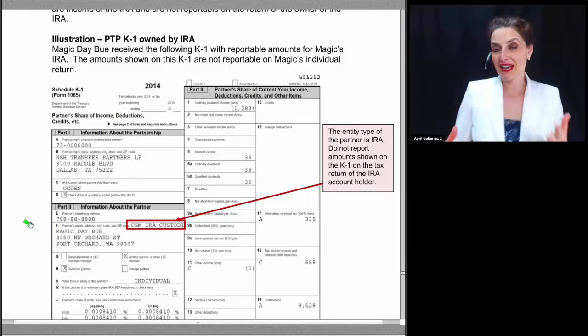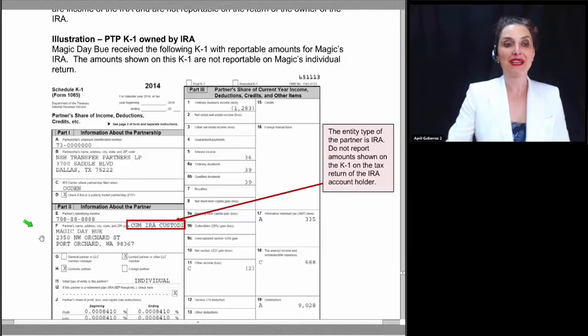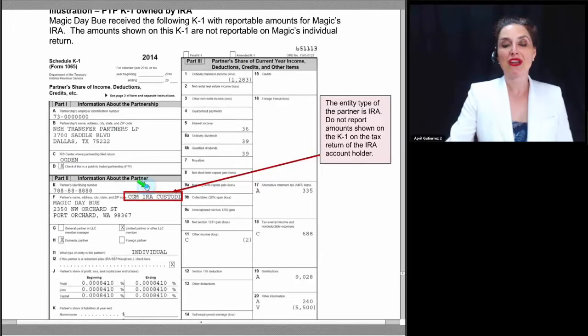So he sat down with me at my desk, and he handed me this K1. And my eye went straight to the fact that it was an IRA K1. And I said to him, you don't need to report this anywhere on your tax return because this is not income that was paid to you or relevant to you at all. This is a K1 that has been issued to your IRA, and any income or losses going on internally within your IRA are not reportable. And that's exactly what it is.